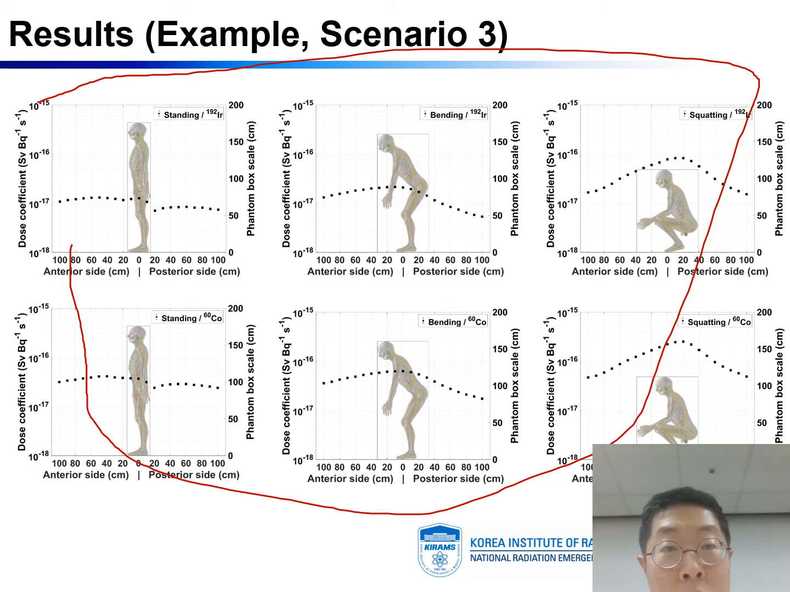For the results, generally, the male effective doses of cobalt 60 are approximately 2 or 3 times higher than those from iridium 192. And the male effective dose is higher when a source is located in front than when it is located in the rear, because the major organs, including the colon and stomach, are in the front of the body.